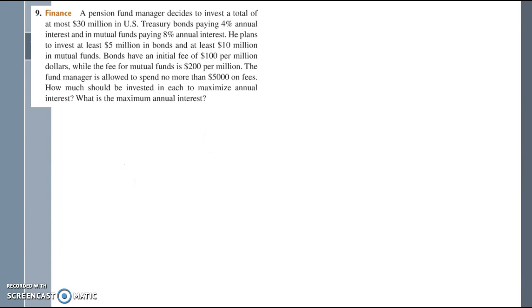A pension fund manager decides to invest a total of at most $30 million in U.S. Treasury bonds, paying 4% annual interest, and in mutual funds paying 8% annual interest. He plans to invest at least $5 million in bonds and at least $10 million in mutual funds. Bonds have an initial fee of $100 per $100 million, while the fee for mutual funds is $200 per million.